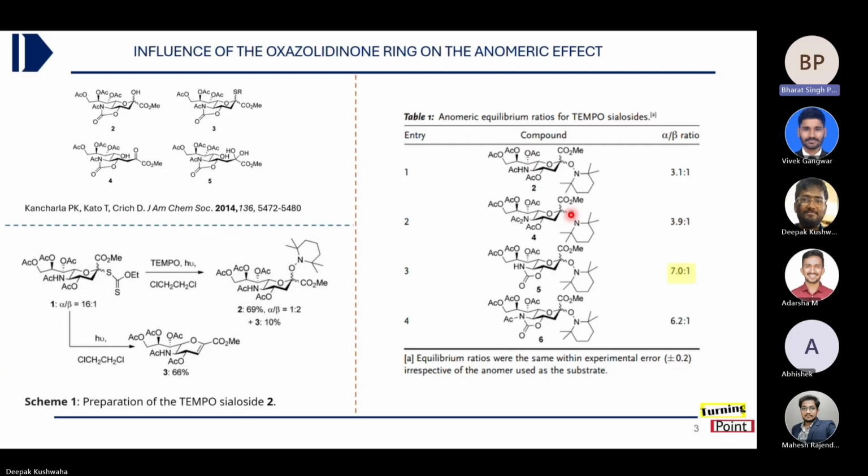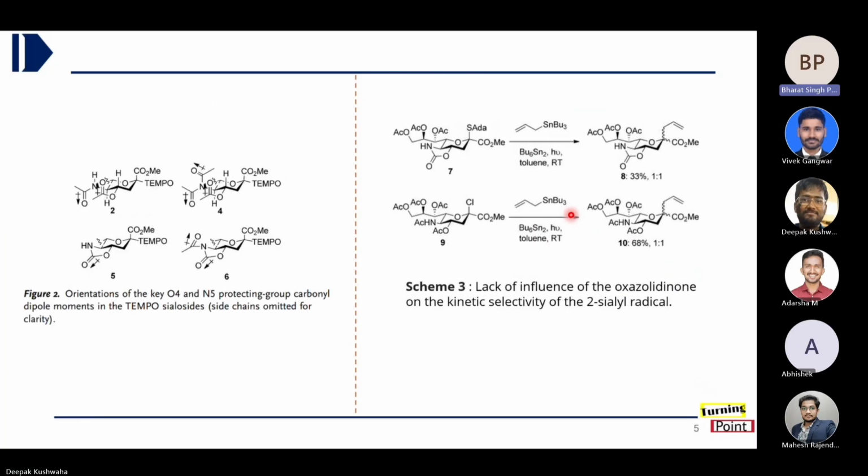If they wanted to show that the radical mechanism is the pathway being followed, the main factor is the dipole moment, and the dipole moment can be tuned or manipulated by the protecting group. But in that example, it is not even helping. From this experiment, it is shown that this doesn't have any role. This protecting group has no significant role on this selectivity.